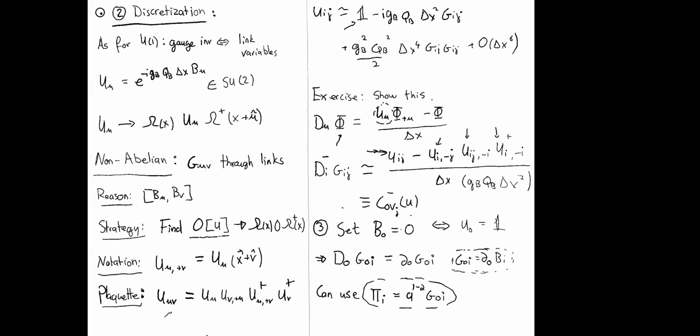Yeah, I had a doubt when I wrote it before, but I forgot this factor of g_B, q_B, delta x squared in the discretized covariant derivative also, because of course, otherwise you don't get the correct normalization. But this is just a factor.